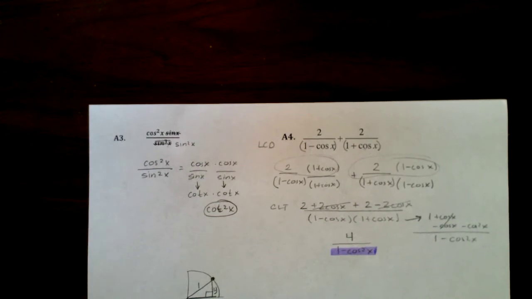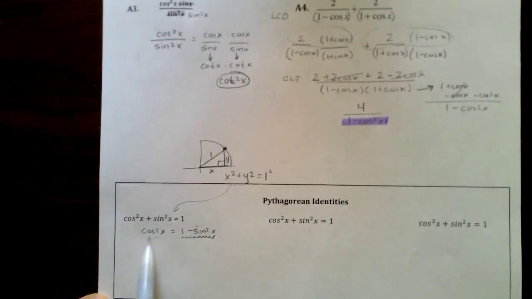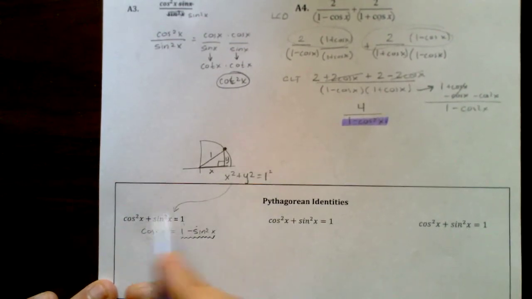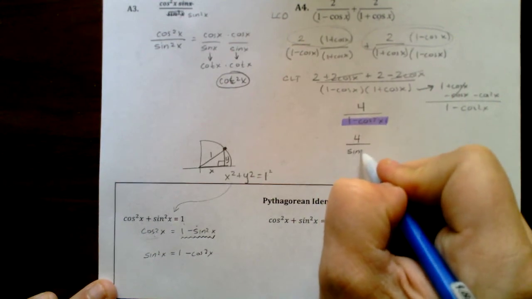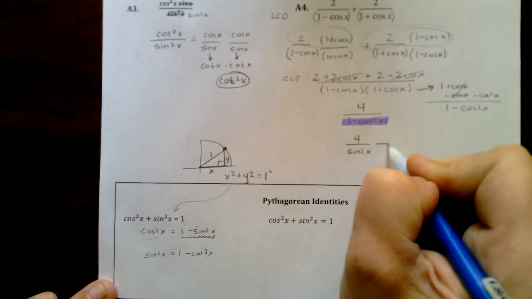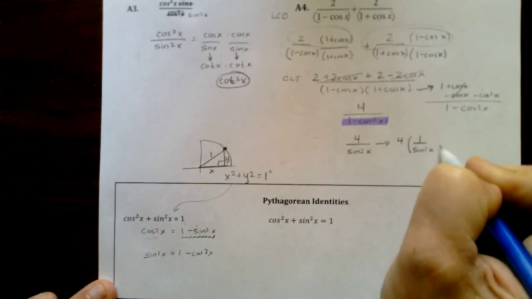Our favorite Pythagorean identity. So if you look down below, let me push this up here a second. This was the readjustment of the original Pythagorean identity where we isolated cosine. Now I could also turn this into sine squared x is equal to 1 minus cosine squared x. So now in my problem here, I get 4 over sine squared x. I'm going to rewrite this as 4 times 1 over sine squared x.